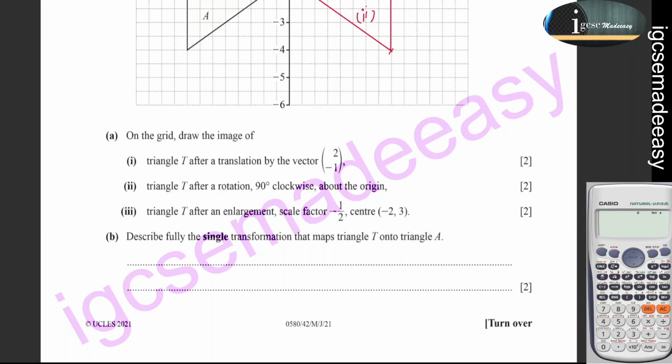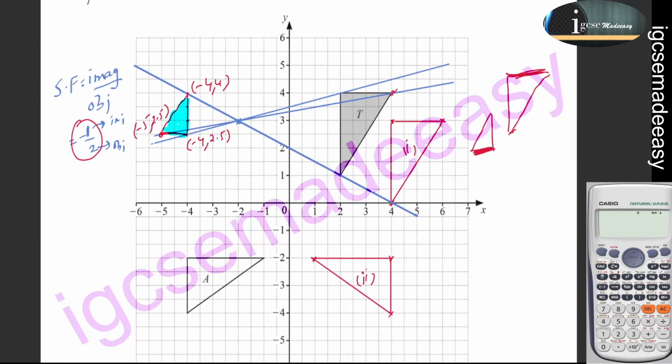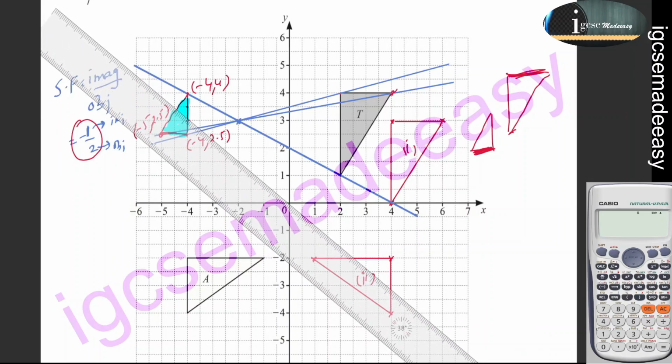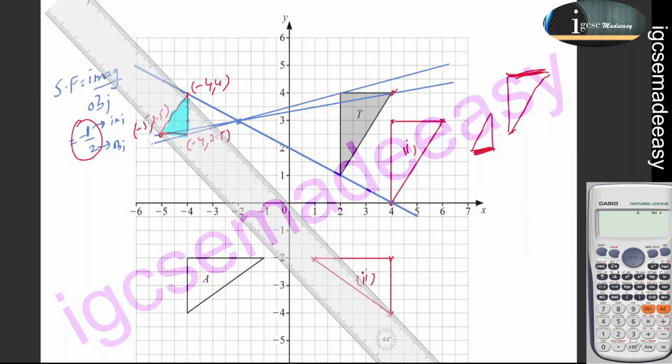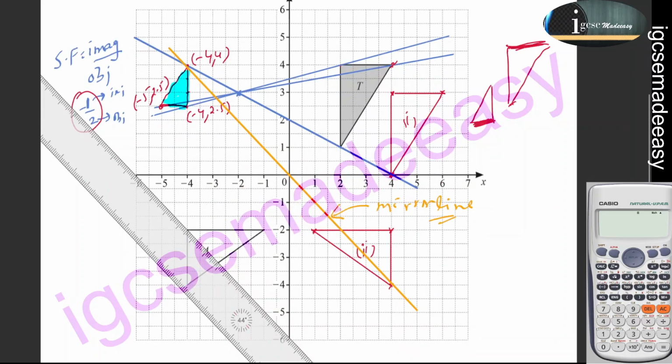Part B: describe fully the single transformation that maps triangle T onto triangle A. So triangle T onto triangle A is actually what's happening here. Reflection is the case, and this will be the line of reflection. I'll use a different marker and draw like this. So this will be the line of reflection, and also you could write mirror line.